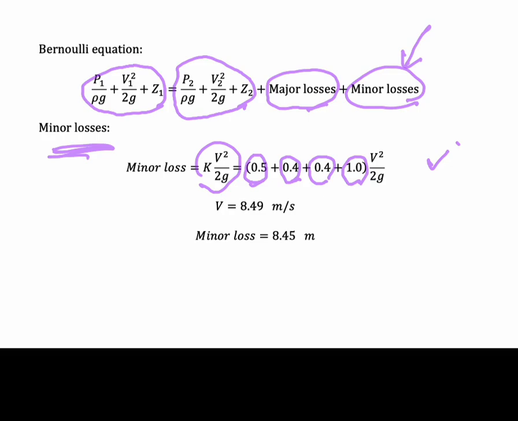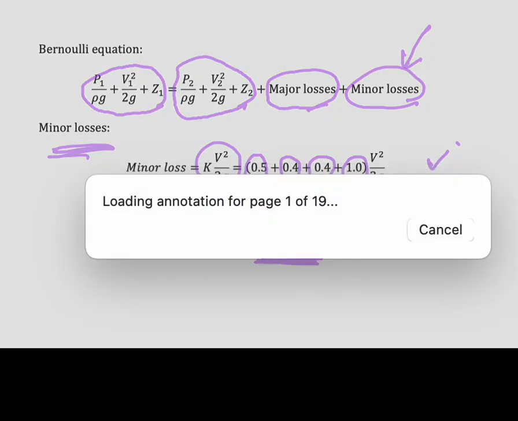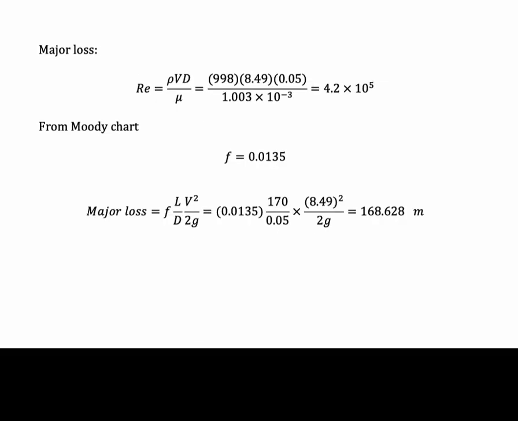And then from the flow rate and diameter, we could calculate the value of velocity, which is equal to 8.49 meter per second. And then we could calculate total minor loss here, which is equal to 8.45 meters. And then we need to calculate the major loss.